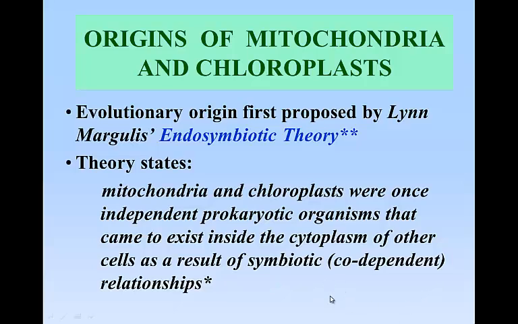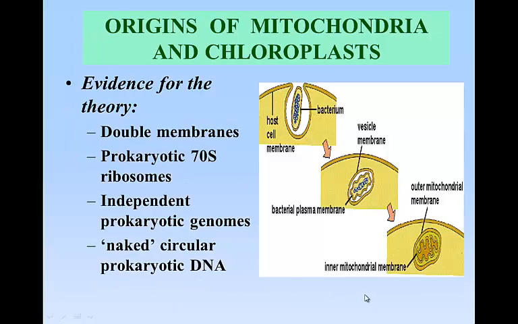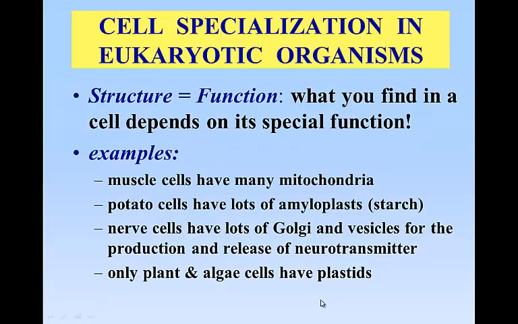And it makes sense from a perspective. They've got their own DNA, they both have double membranes, and it does help to explain where they may have come from. Here's a nice picture of that idea of where these double membrane organelles came from, and it would help to explain some of the evolution of why eukaryotic cells are more complex than prokaryotic cells.